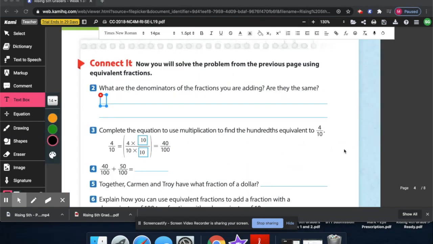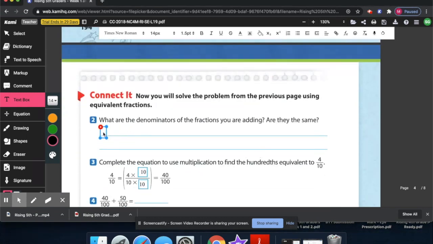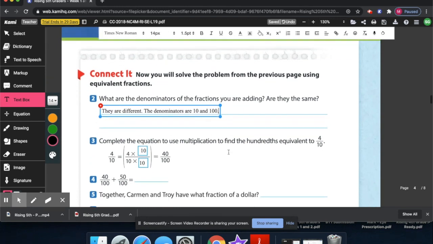We are now in the connected section. Now you will solve the problem from the previous page using equivalent fractions. Number two, what are the denominators of the fractions you are adding? Are they the same? Now, if we look back at the previous page, we see 4/10 and 50 hundredths. The denominators are different, even though we end up with an equivalent fraction. They are different denominators, and that's what they're really asking. So I went ahead and put they are different. The denominators are 10 and 100.